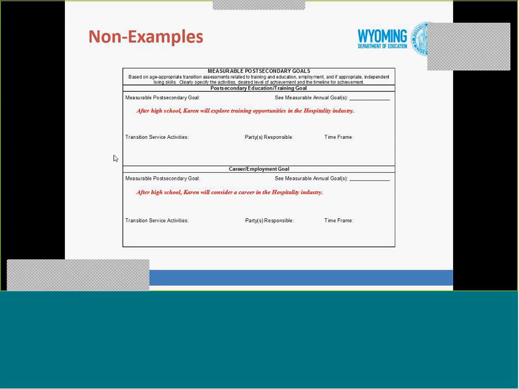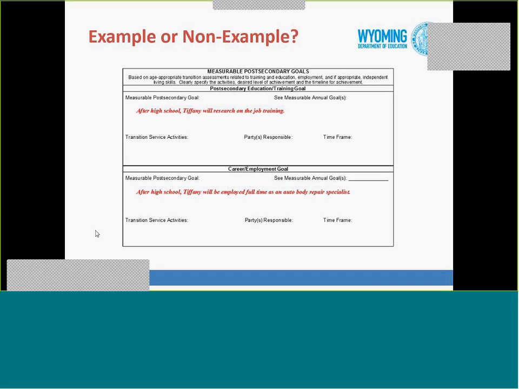Non-example: after high school, Karen will explore training opportunities in the hospitality industry. After high school, Karen will consider a career in the hospitality industry. Both of these examples do suggest that it's happening after Karen exits the public school system, but using words like "will explore training opportunities" is not specific. It's not an actual outcome, it's just an activity that she's going to do, and it's not specific enough to provide us with a post-secondary outcome.